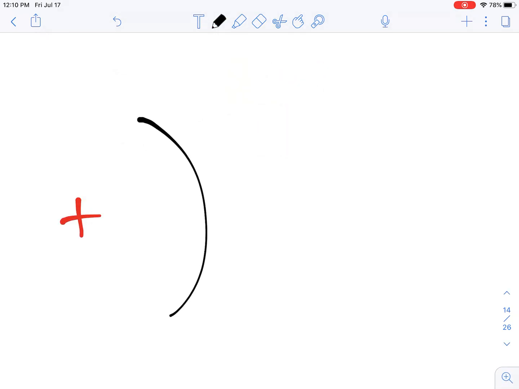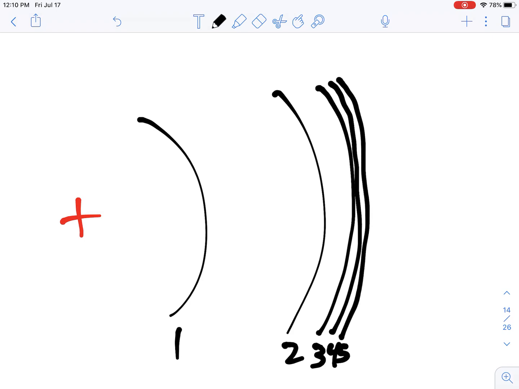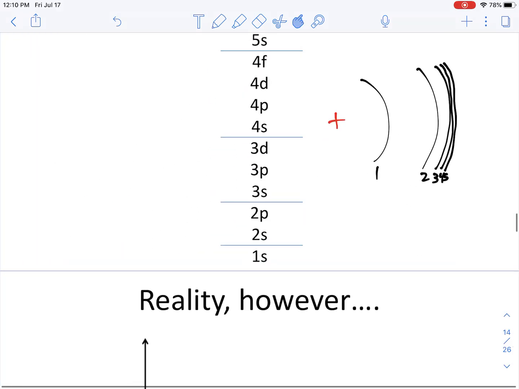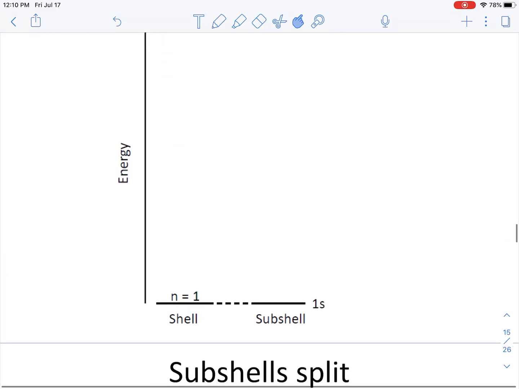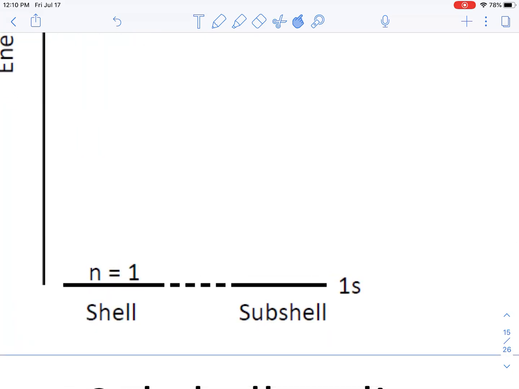If this is your nucleus with your protons, this might be electron level 1, and this might be electron level 2. So this is 1 and 2, but remember, they are not equally spaced. So 3 gets a little closer, and 4 gets a little closer still. And by the time you get out to these levels that are 4, 5, 6 out there, they are so close to each other, they begin to overlap. Watch what happens when you take the shells and put them into subshells.